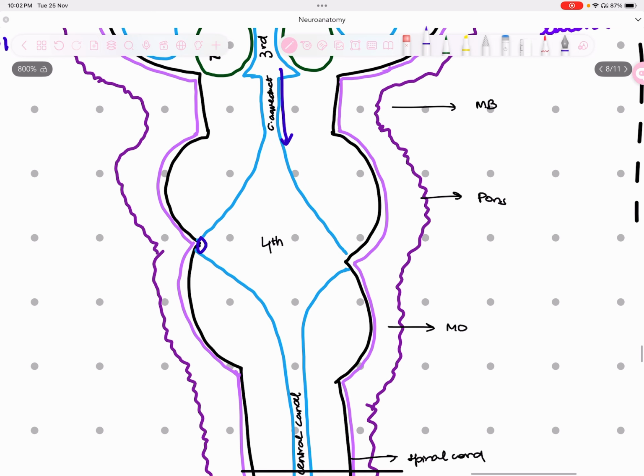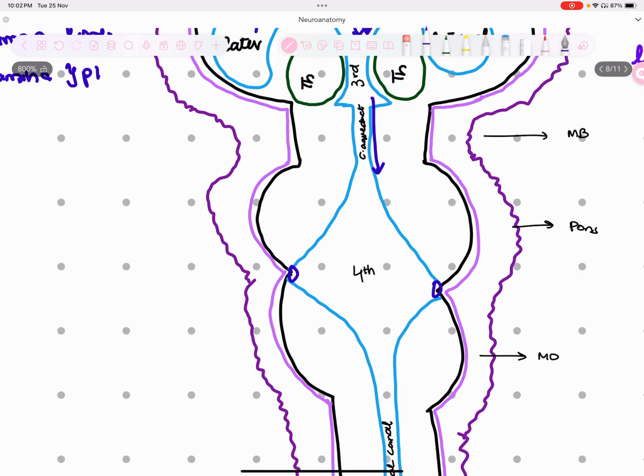And here you have foramina of Luschka on the lateral sides. This is also known as the lateral aperture or foramina of Luschka. You can remember this by L and L, lateral and Luschka.